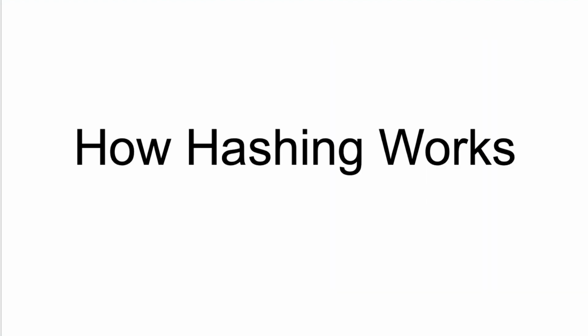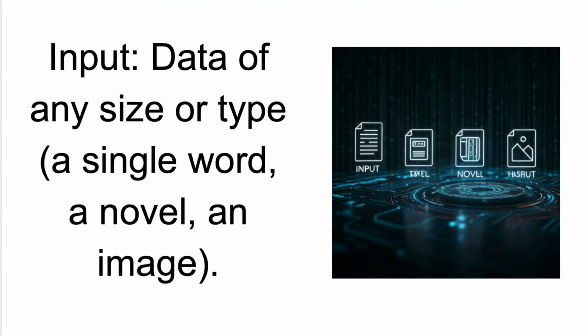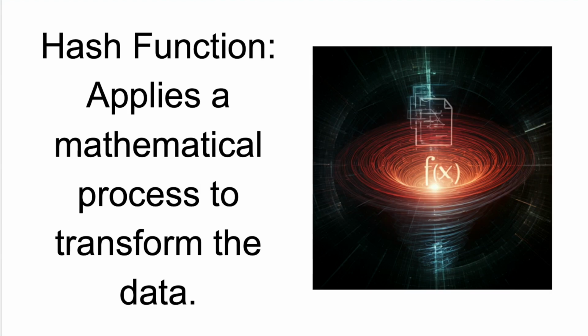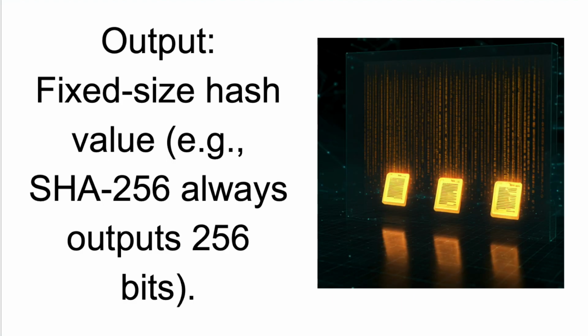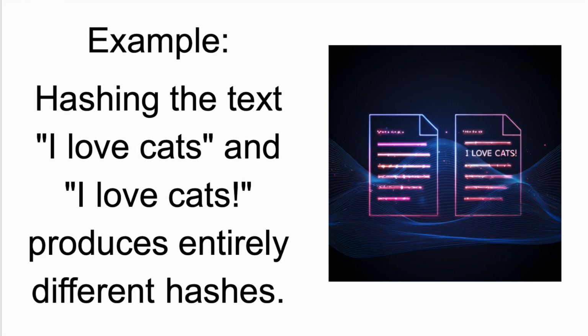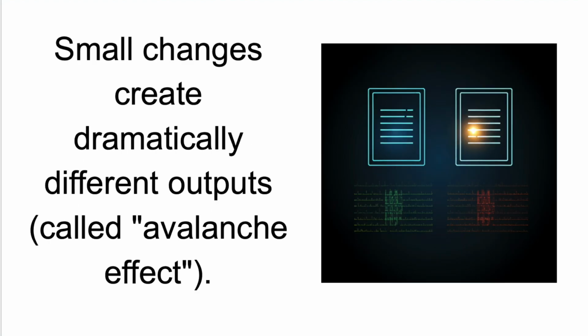How hashing works. Input data of any size or type: a single word, a novel, an image. The hash function applies a mathematical process to transform the data. Output: a fixed size hash value. For example, SHA256 always outputs 256 bits. An example of this is hashing the text "I love cats" and "I love cats!", which produce entirely different hashes. Small changes create dramatically different outputs, called the avalanche effect.